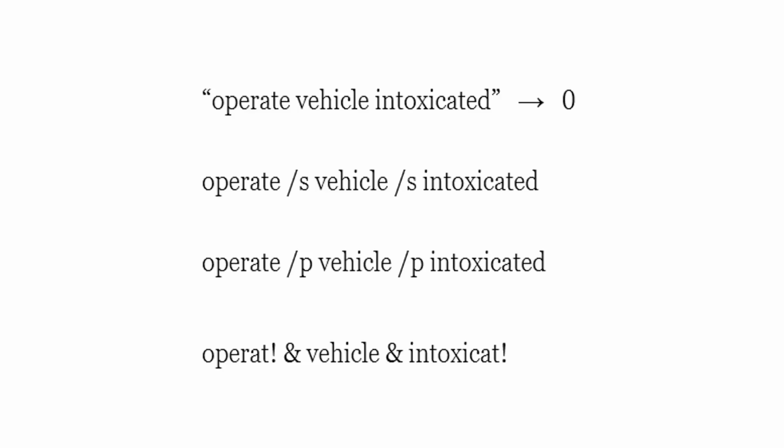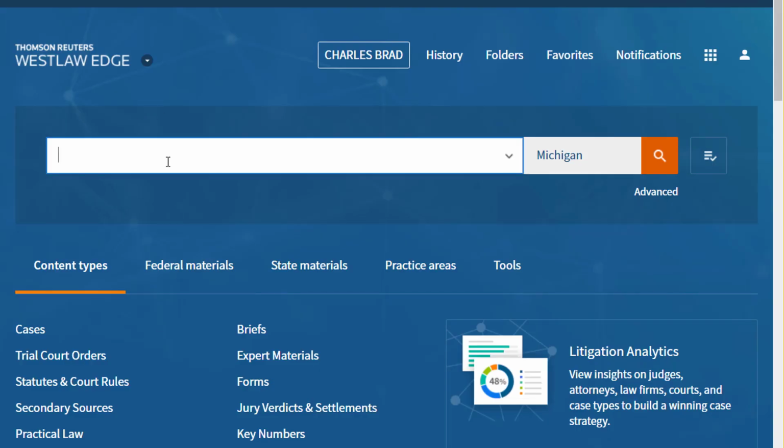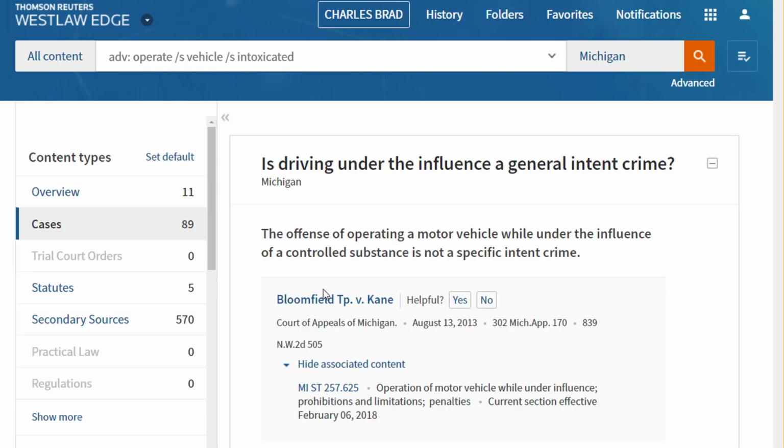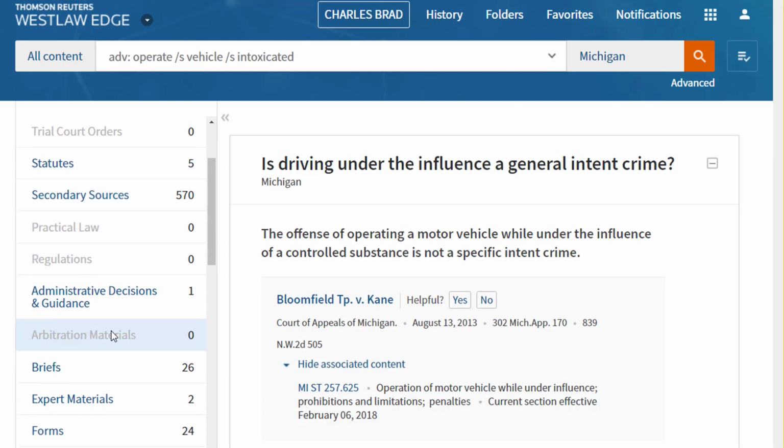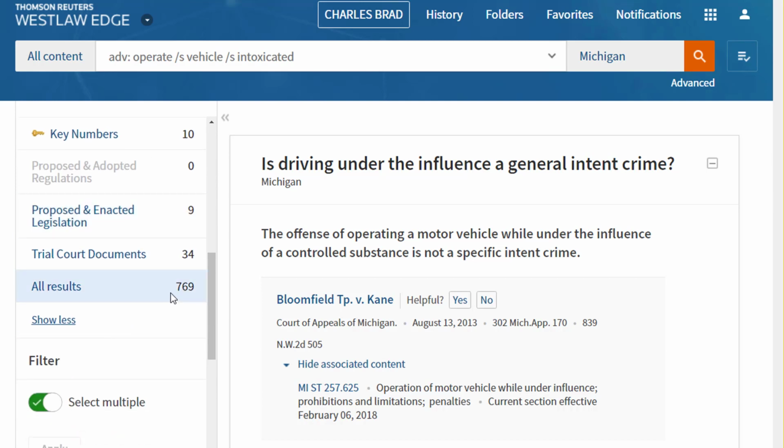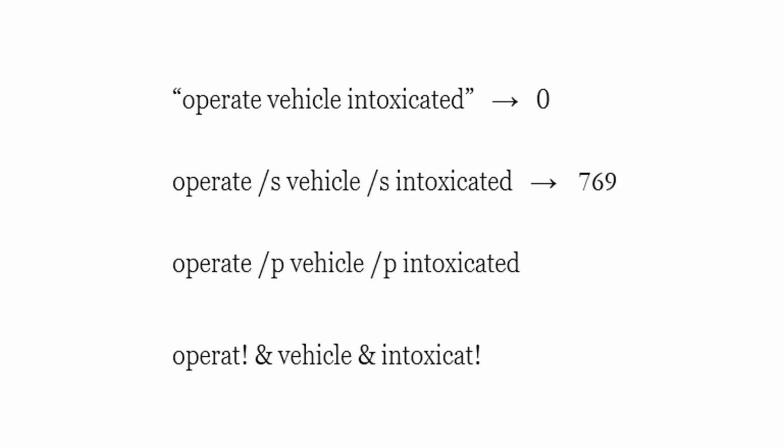So let's go and run the next search in number 2 here, which is operate within the same sentence as vehicle and within the same sentence as intoxicated. If we click on show more, that yielded 769. This is as of December of 2018. So quite a bit more. Dropping the quotation marks and adding the /s got us to 769.